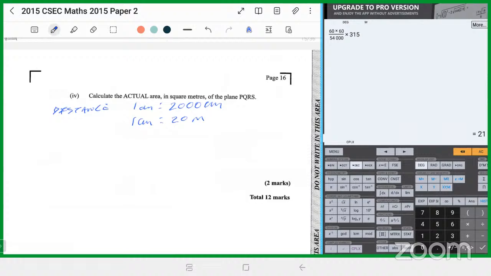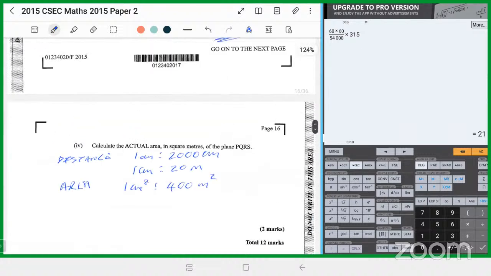But I want this area in meters squared. So to get the area scale, I'm going to square this. So for the area scale, all you have to do is square this one. It's 1 centimeter squared to 20 squared, which becomes 400 meters squared.